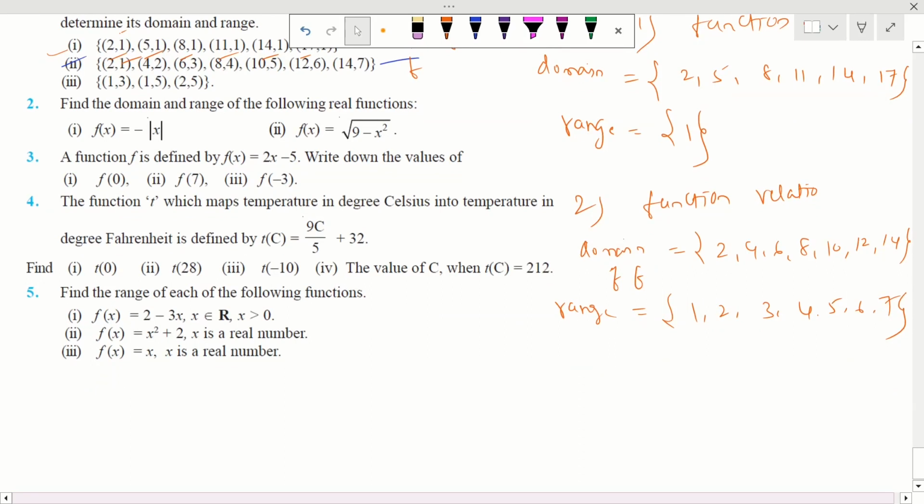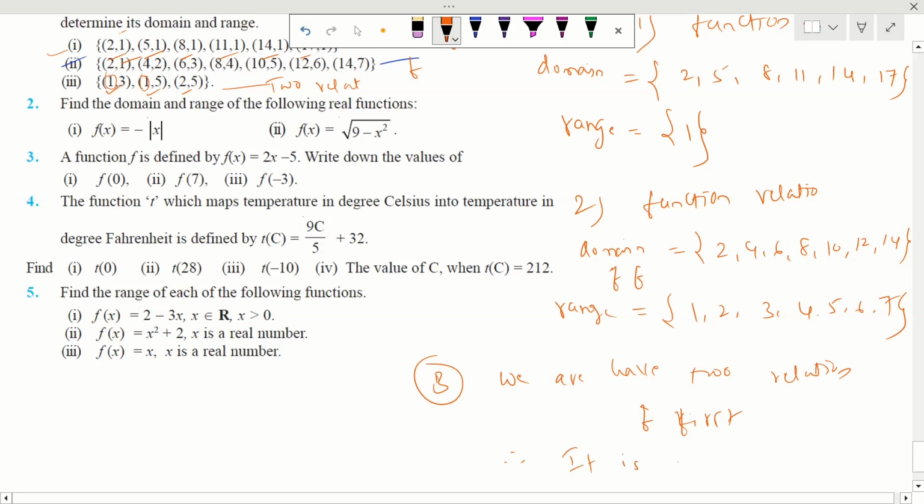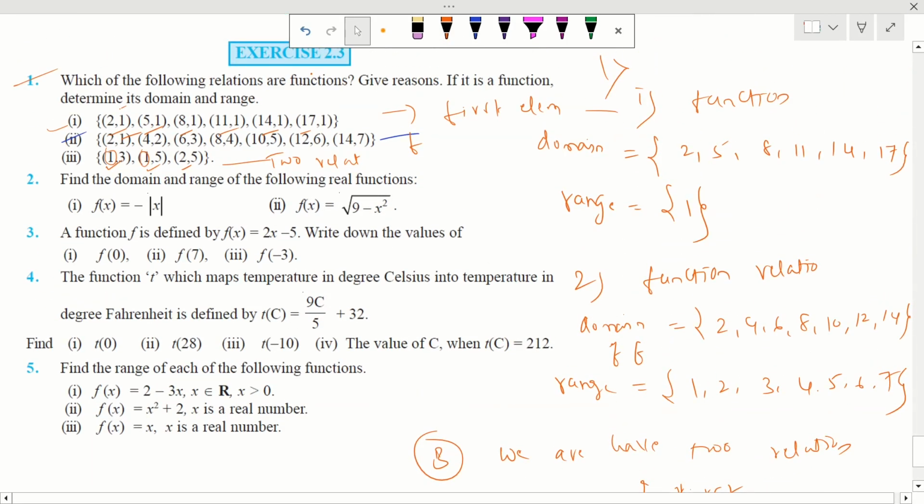And the third one? You just see the first element. The first element is repeating here. The first element is having two relations. So in the third one, we are having two relations of the first element. Therefore, we can write it is not a function. We need not worry about it, since it is not a function, so we don't have domain and range values.